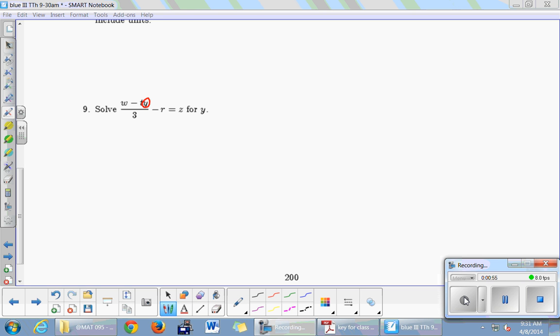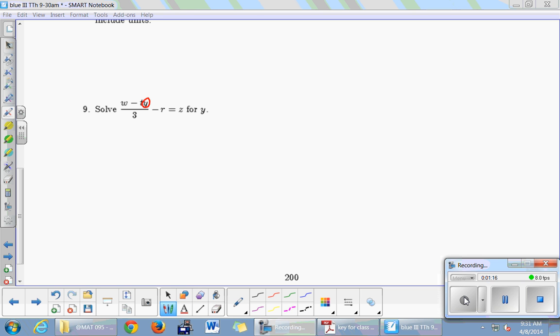And our job in plain English is to move everything away from that y. One piece at a time, everything has to go away from the y so that we get y by itself. Now, there are a bunch of things on the left-hand side near the y. There's a w, there's a t, there's a 3, and there's an r. The equals z doesn't bother me. It's already far away from the y on the other side.